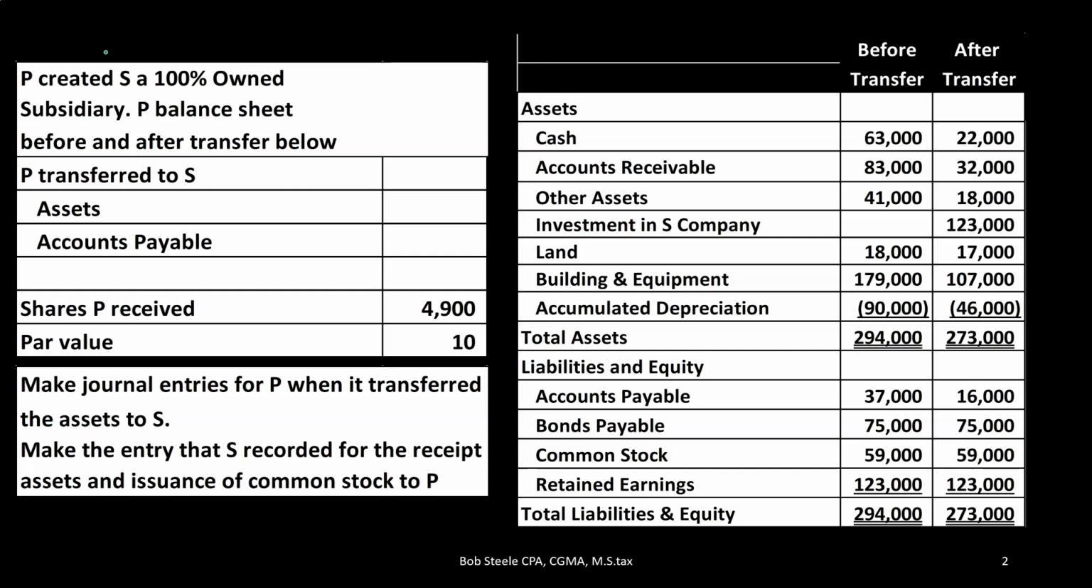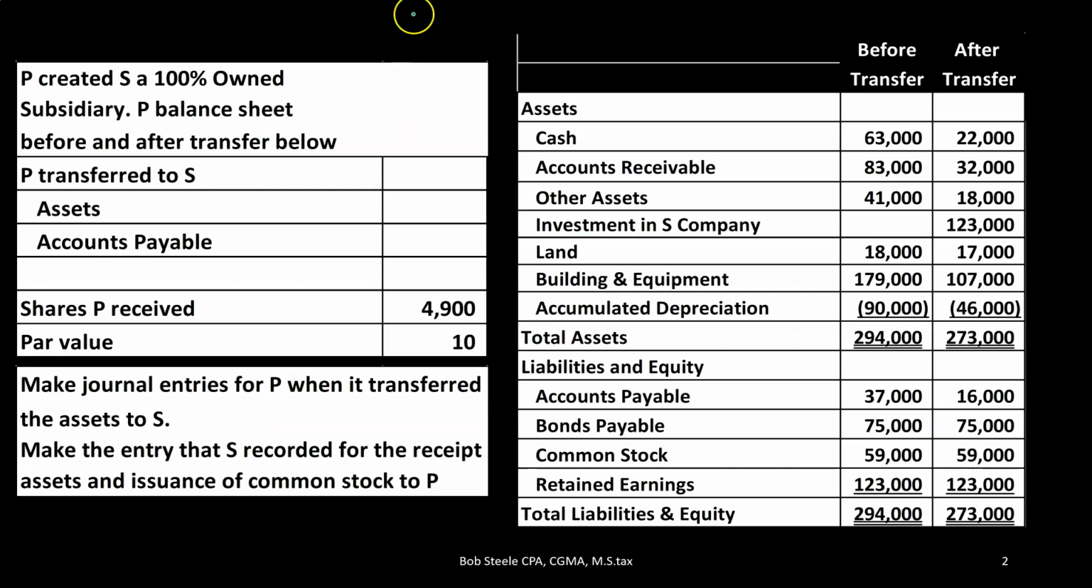P's balance sheet before and after the transactions are below. That's going to be over here. So this is the parent's balance sheet, the original company's balance sheet, before and after this transaction. Then what happens is P is going to transfer to S assets and liabilities, and S is going to give in exchange the equity value, which is going to be the shares, at a par value of 10. So we'll take a look at the journal entries that P is going to make for this transaction and the journal entries that S is going to make for this transaction.